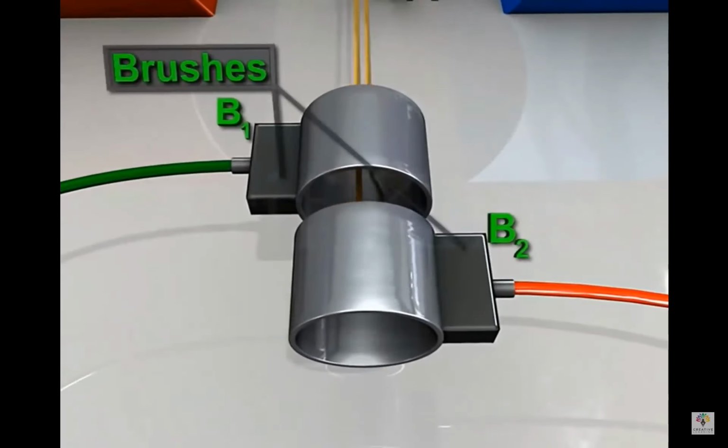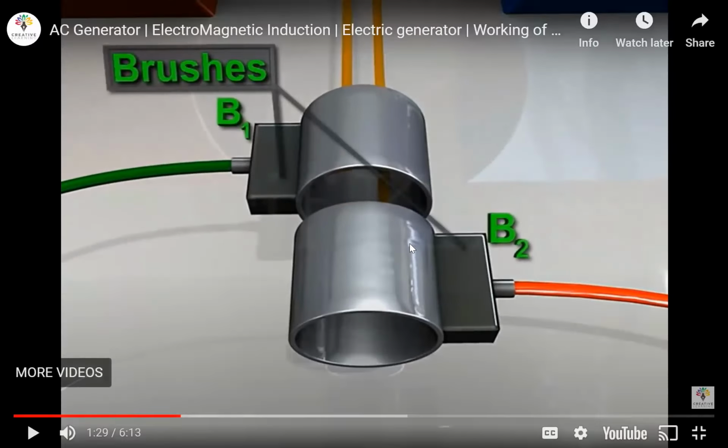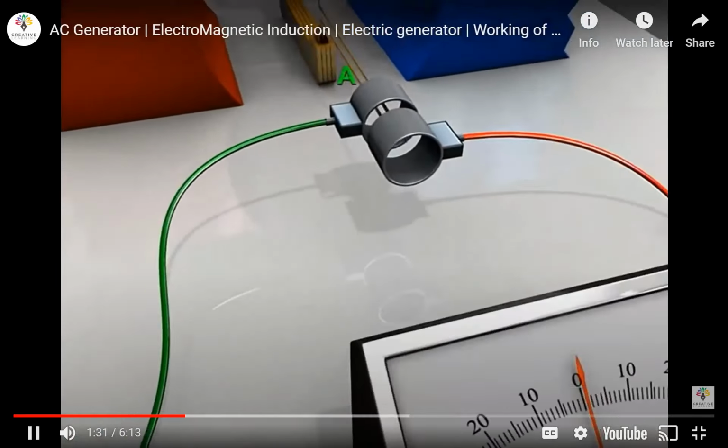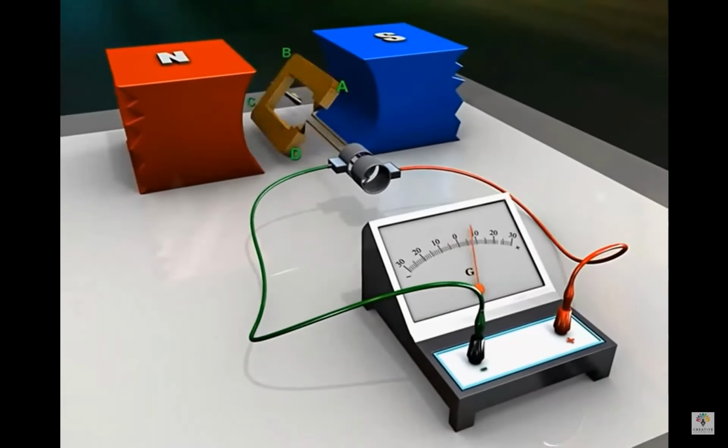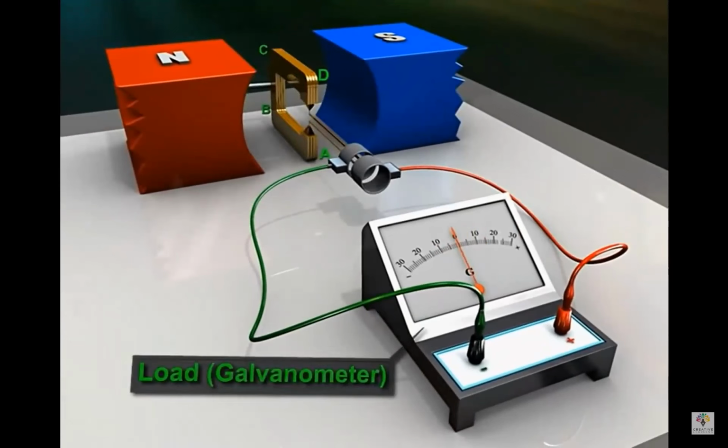Two brushes B1 and B2. These brushes are usually what we call the carbon brushes. Carbon brushes can conduct electricity because essentially right now we want the electricity to flow from here and from here. So these brushes are what we call carbon brushes. They provide electrical contact with the slip rings and a load, which may be a galvanometer as shown.